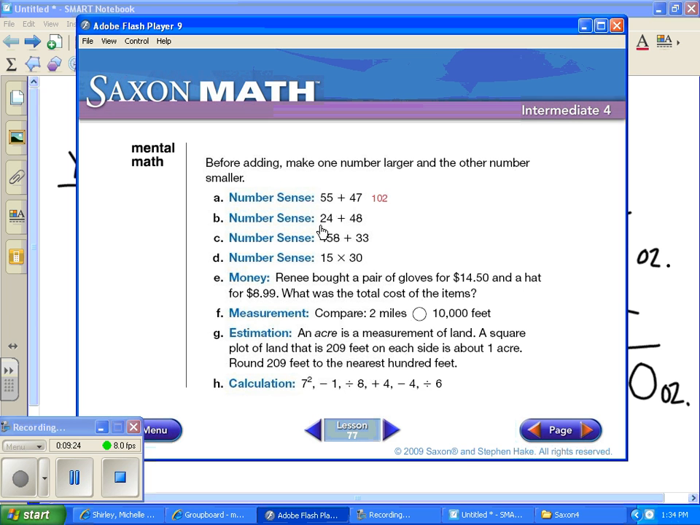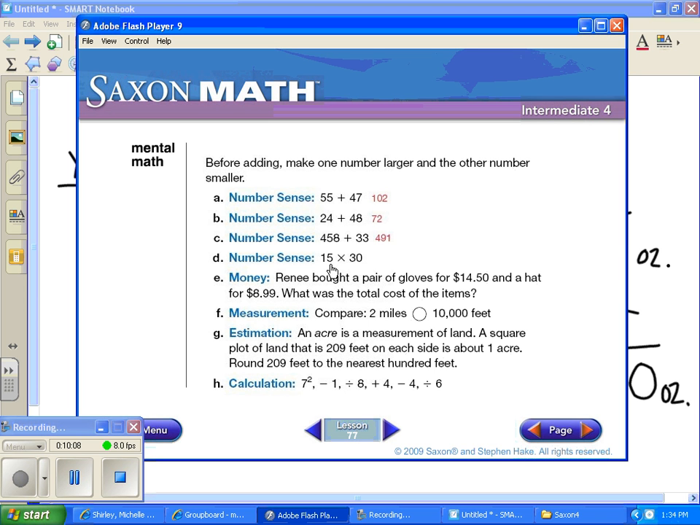102. Okay, let's take 24 up to 30, and that's a difference of 6. Now let's take 48 down 6, okay, so that would be 42. So I'm thinking 30 plus 42, 72. Okay, let's do 458 up to 460. That's up 2. Let's go down 2. So we've got 31. So 460 plus 31, 491. I hope you're thinking of these answers before they appear.